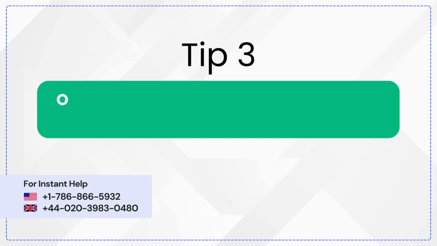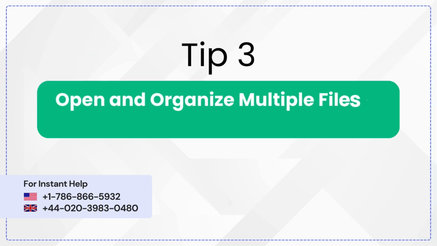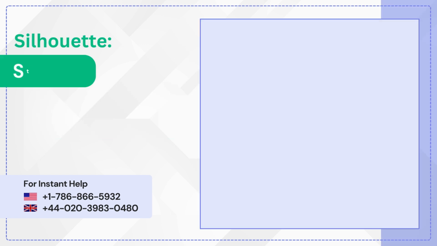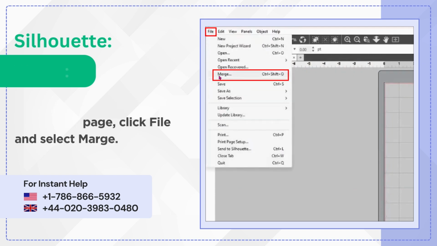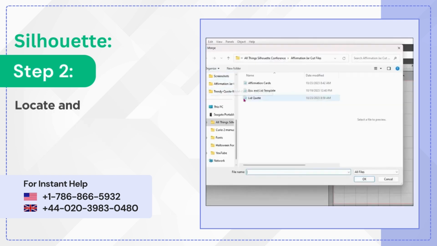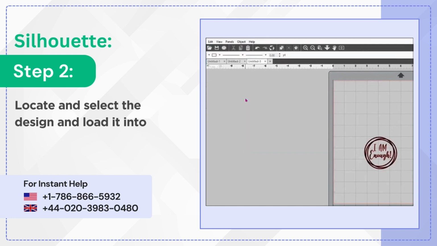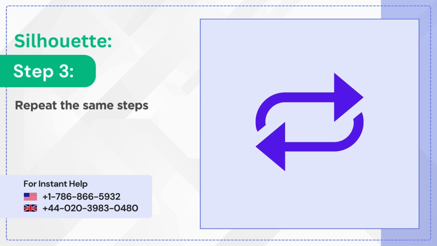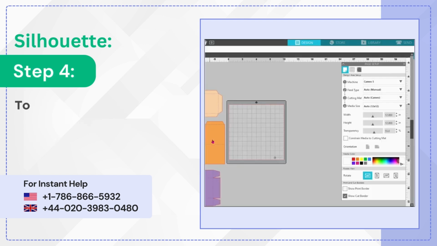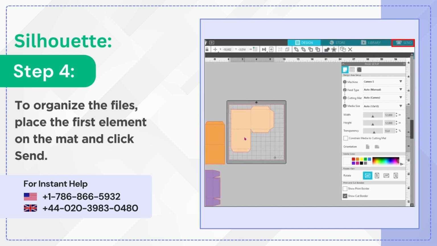Tip 3. Open and organize multiple files in one design page. Step 1. To bring in multiple files in one design page, click File and select Merge. Step 2. Locate and select the design and load it into the page. Step 3. Repeat the same steps to load the rest of the designs. Step 4. To organize the files, place the first element on the mat and click Send.